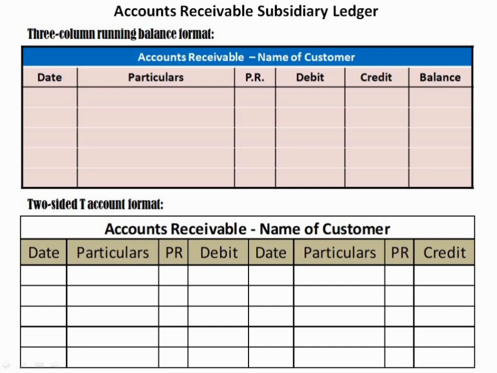Actually, you may write other information here, such as the customer's address, and even assign a number like AR1 for the first customer, AR2 for the second customer, and so on and so forth, which you may use as a posting reference, similar to the account number of each account in the general ledger.